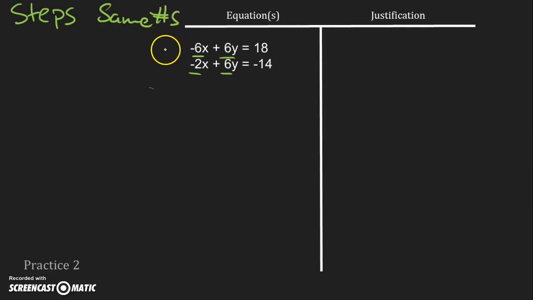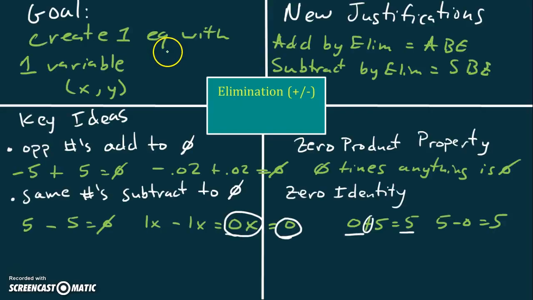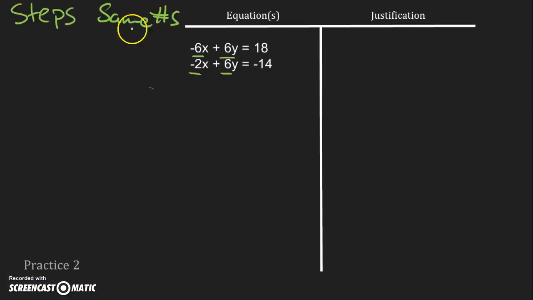Well, what do we know about same numbers? Let's go back. We know that same numbers, when we subtract them, subtract to 0. And we know that if we get a 0, 0 times that variable is going to be 0, and 0 added to the other variable is just going to be that other variable that we can solve for. So let's go ahead in this example, and for the first step, we're going to subtract to eliminate.